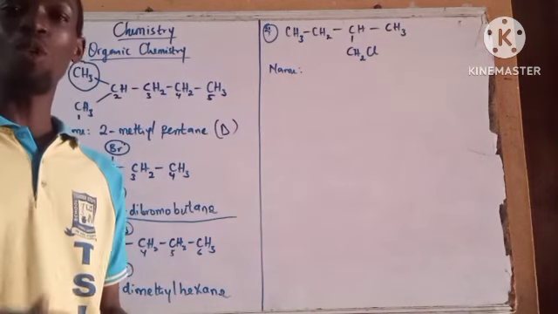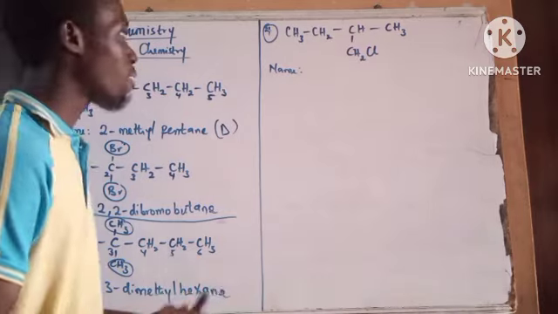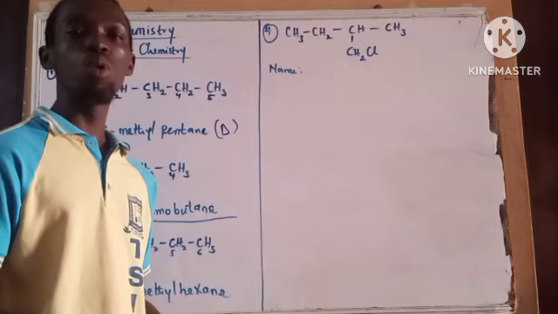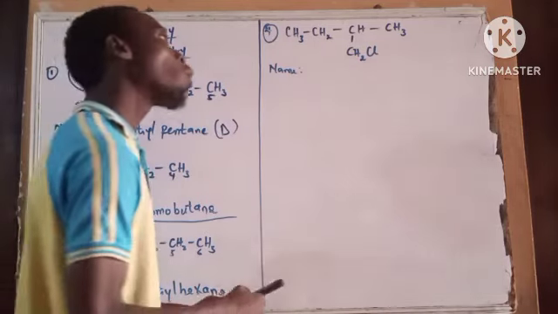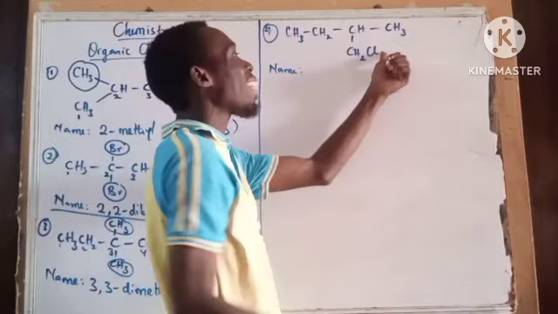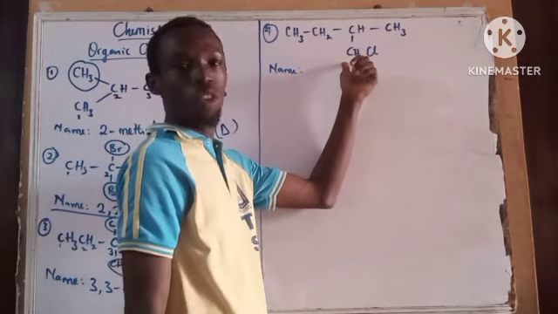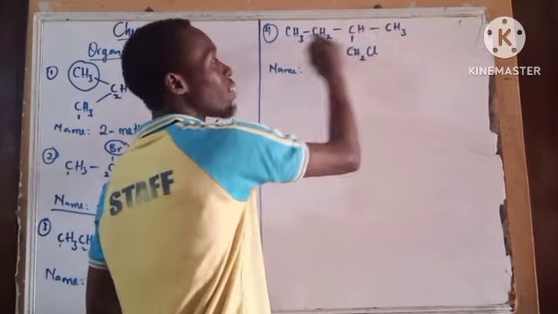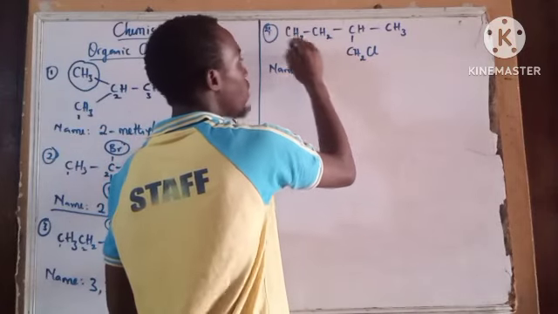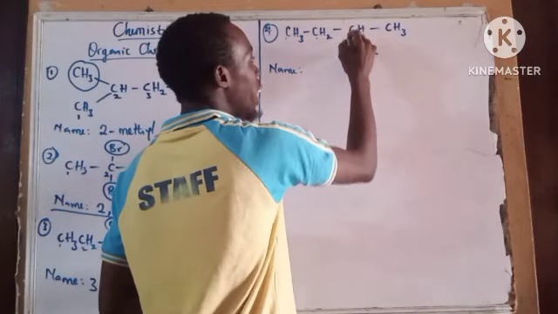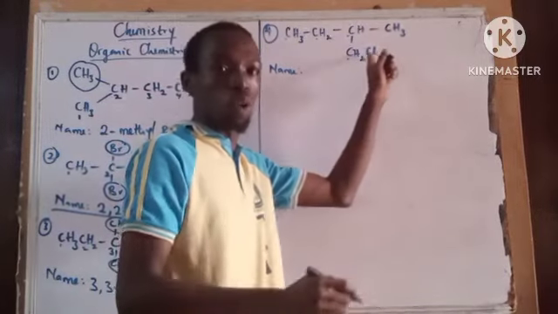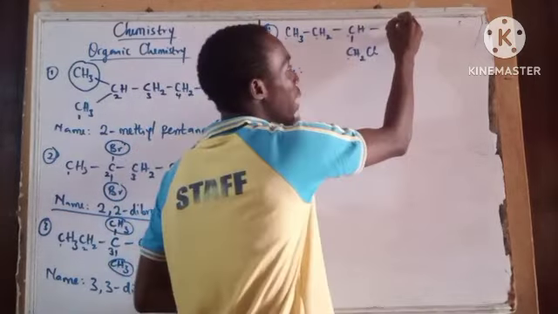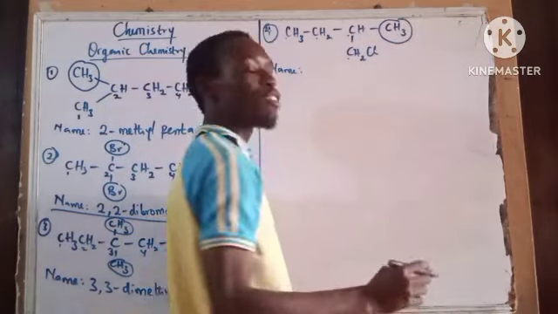First, again, longest continuous carbon chain. But here, our longest continuous carbon chain will be different. Why? Because of the presence of this chlorine attached to this carbon atom here. So instead of counting it 1, 2, 3, 4, it will be like this: 1, 2, 3, and 4, because of this chlorine, which makes this compound here a substituent.